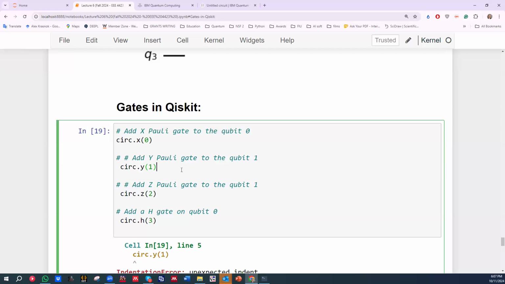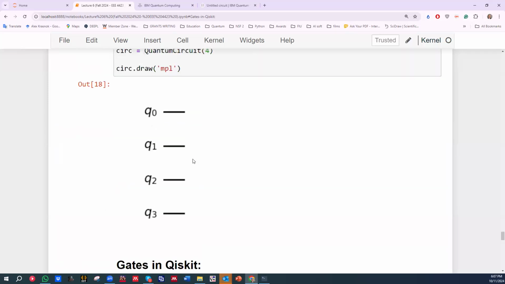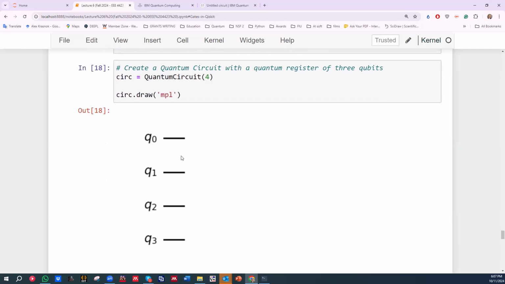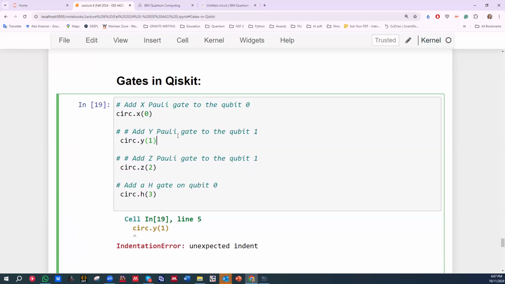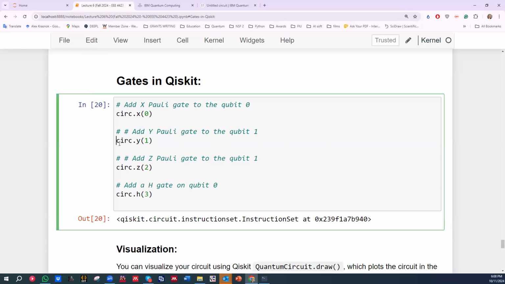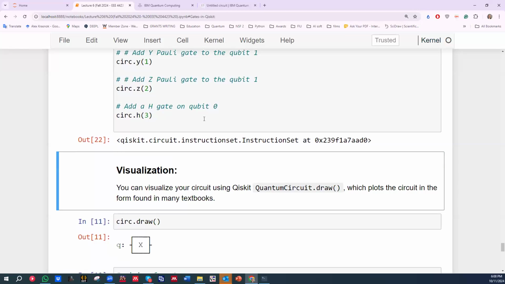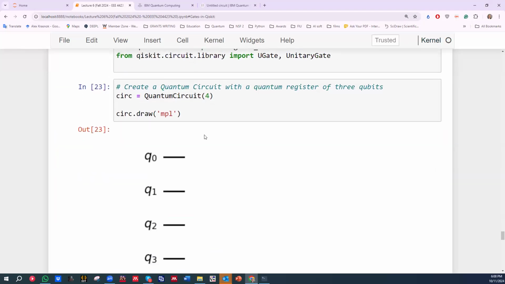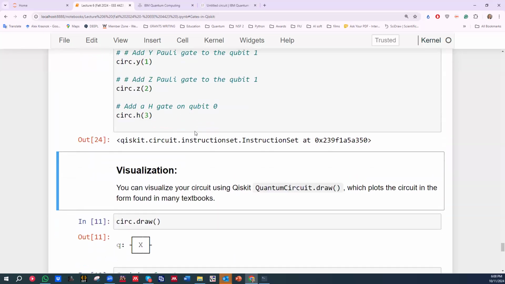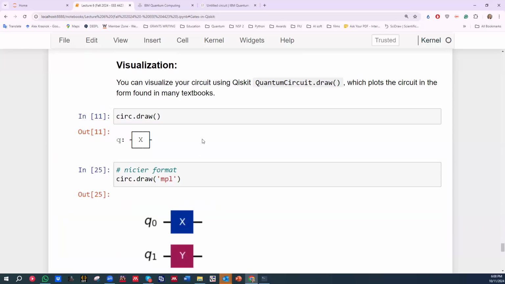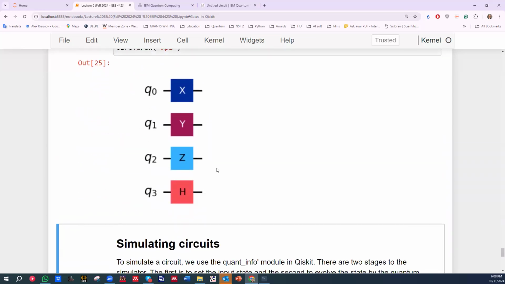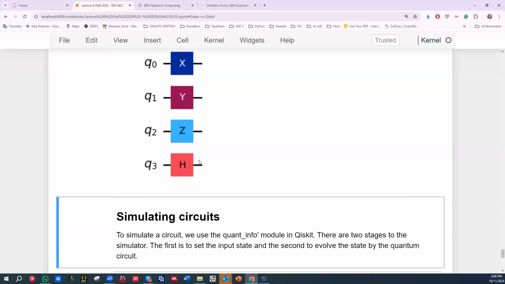Unexpected index. Why is it so unexpected? 0, 1, 2, 3. 0, 1. Oh, okay, so it was an extra space here. Right, so let's run this one again. Then add these gates and visualize the result. So this is our set of 4 qubits with X, Y, Z, and H gates applied.